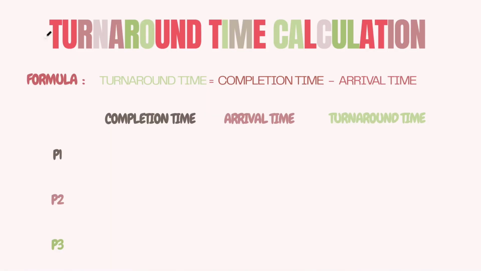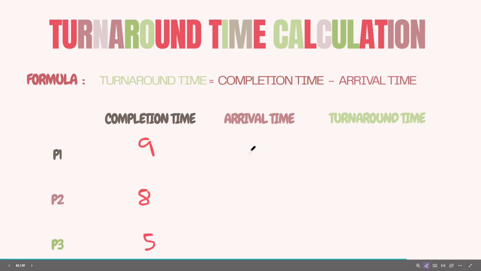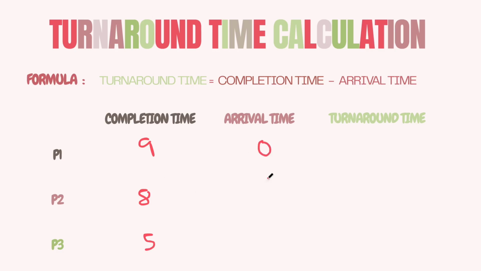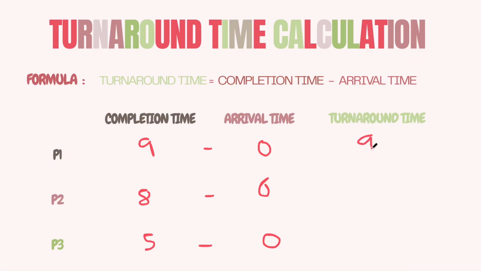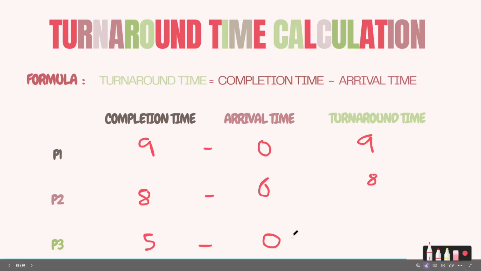So in this slide, we're going to calculate the turnaround time using the formula completion time minus arrival time. The completion time of P1 is 9, the completion time of P2 is 8, and the completion time of P3 is 5. And all of these processes have the same arrival time, which is 0. So if we subtract that, 9 minus 0 equals 9. 8 minus 0 equals 8. 5 minus 0 equals 5.